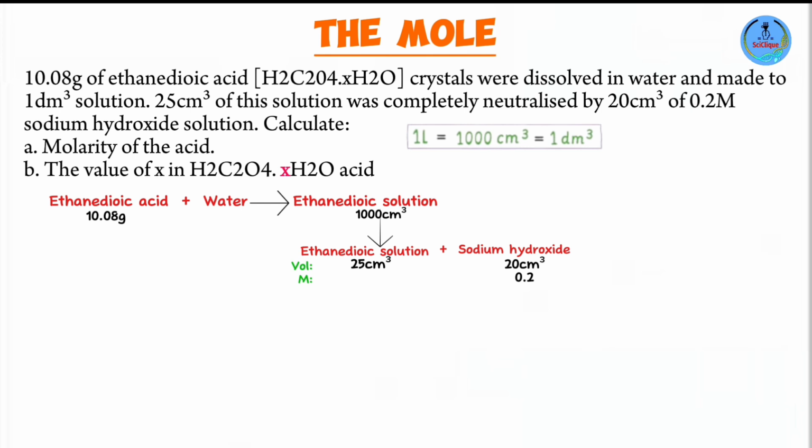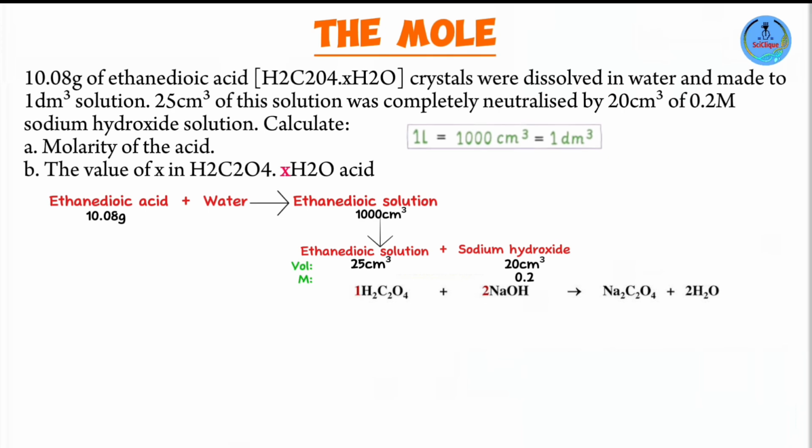What about the ethanedioic acid? Okay, the one that reacted, we only know its volume, and that is 25 cubic centimeters, nothing else. So these two react with one another, leading to the formation of a salt, of course, and water, because this is a neutralization reaction. So in order for us to calculate the molarity of the ethanedioic solution, we are going to need to find the number of moles first, and this is where the mole ratio comes in. Now, for us to use the mole ratio, we need to have a balanced chemical equation of the reaction between these two. So there we have it.